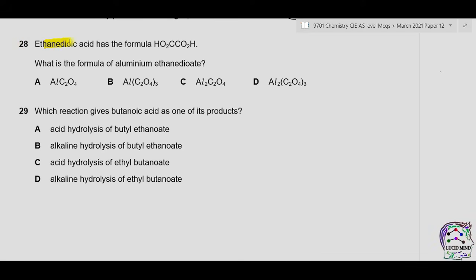Question 28. Ethane dioic acid has the formula with 2 carboxylic acid functional groups present. What is the formula of aluminum ethane dioate? As in carboxylic acid, hydrogen is +1 oxidation state, and we have 2 hydrogen atoms that could be removed, so there is -1 on this side and -1 on this side. So for ethane dioate, the total charge is -2.